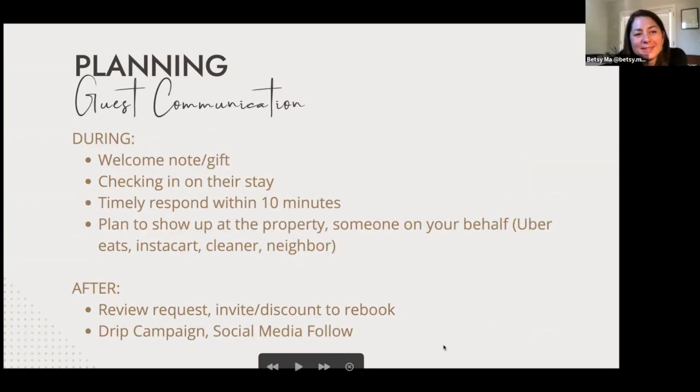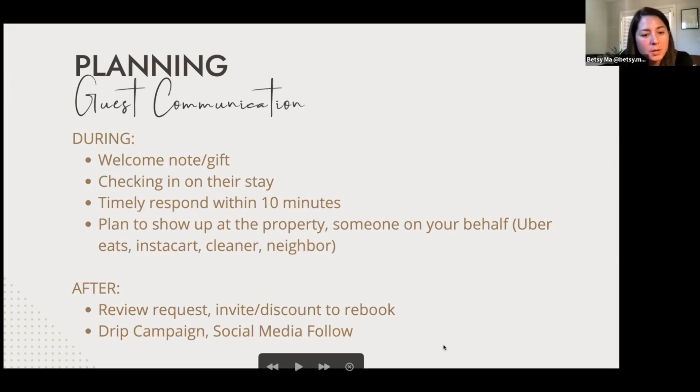Okay, well, next section is during your stay. So you want to have a welcome note and gift. You want to check in on their stay. As a benchmark for your team or whoever you're working with, even if it's a property manager, a timely response within 10 minutes. If something goes south, you want to make sure you have a means to show up at the property, whether it be someone on your behalf, like an Uber Eats, Instacart, a cleaner, or a neighbor, to make sure that you show your goodwill to your guests, especially if something goes wrong.